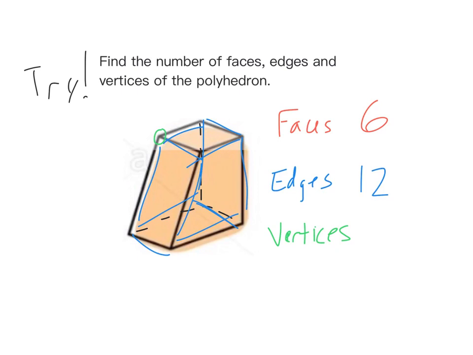So 3 edges intersecting. So there's 1. Same thing there. 2, 3, and 4. 5, 6, 7, and 8. So there you go. Hopefully you got that. If not, that's okay. But make sure you know that before you come to class.